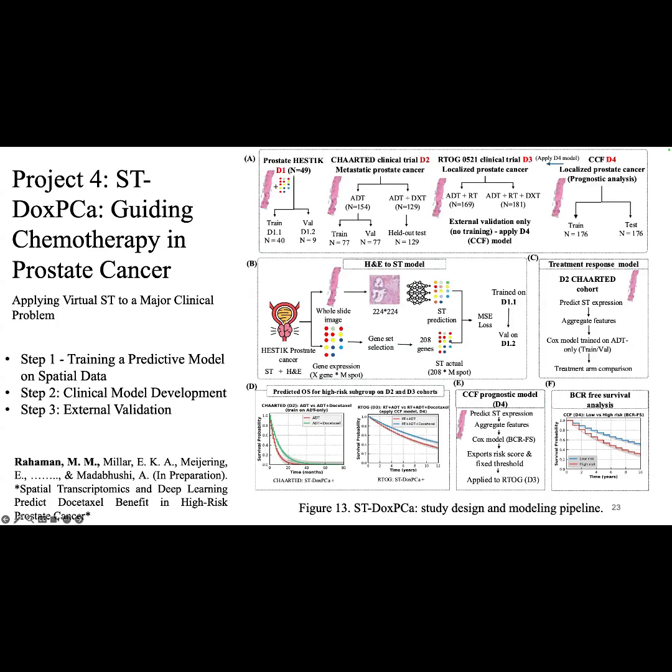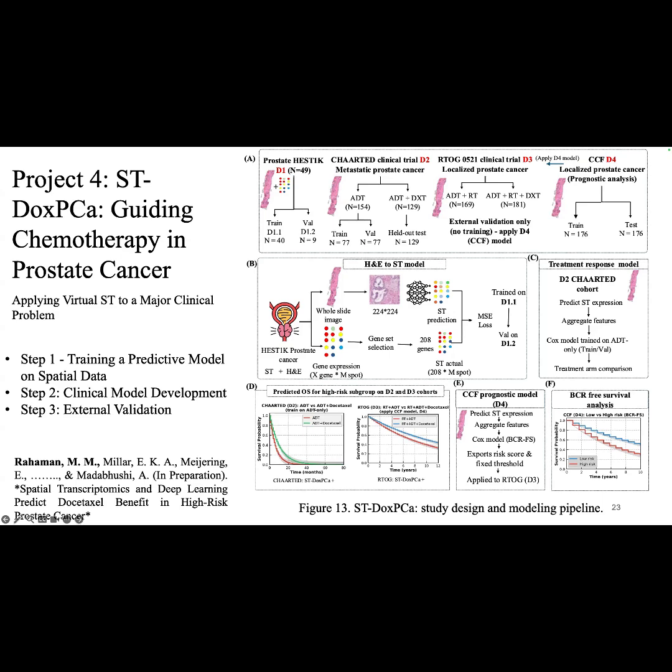This slide shows our complete study design. It has 3 key steps. First, we train a virtual spatial transcriptomics model using the HIST-1K prostate cancer spatial transcriptomics dataset. Second, we apply this trained model to extract predicted gene expression features from 2 independent cohorts, the CHAARTED clinical trial for metastatic prostate cancer and the Cleveland Clinic prostatectomy cohort for localized disease.